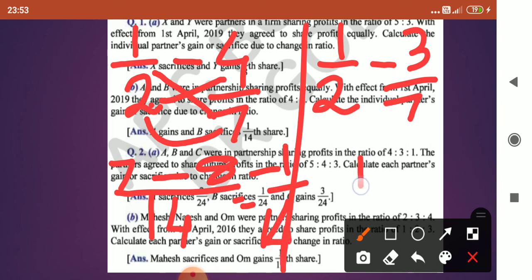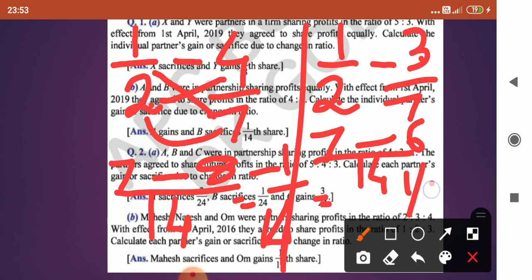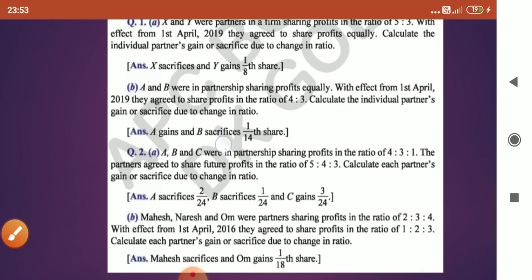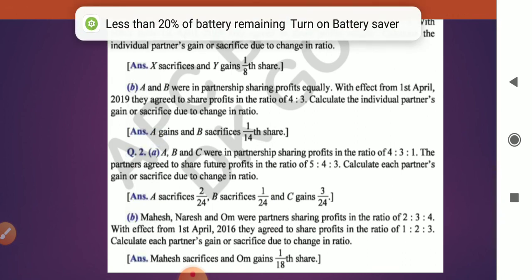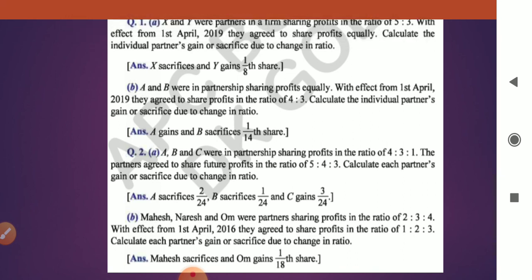Same. 2 into 7, 14. 7 ones are 7 minus 2 threes are 6. Which is equal to 1 by 14. The answer is positive. So B is sacrificing. See children, B is sacrificing and A is gaining. And the amount is same, 1 by 14th. It's very easy. Now the same thing has to be done for 3 partners.